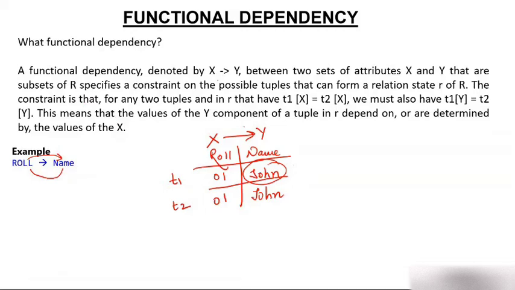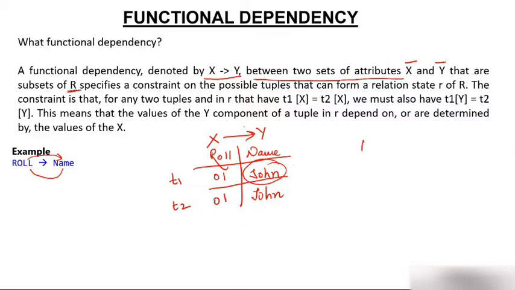A functional dependency denoted by X arrow Y, as I already told you, is between two sets of attributes X and Y. What are X and Y? X and Y are attributes. Just now X represented a roll number and Y represented a name. So it is a set of attributes. X can have more than one attribute, Y can have more than one attribute. It's not necessary that X should have only one attribute. They are subsets of R, obviously.